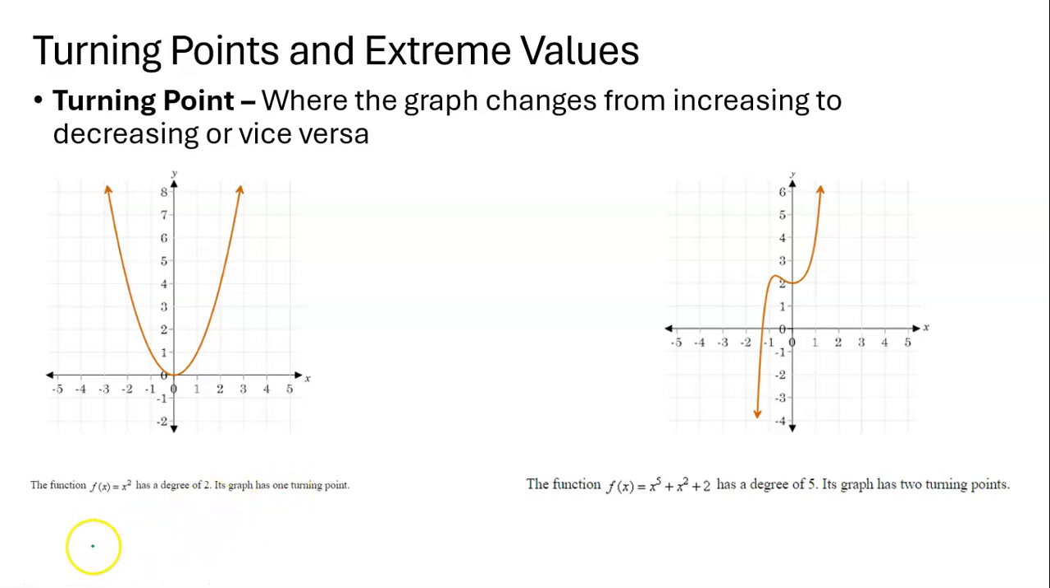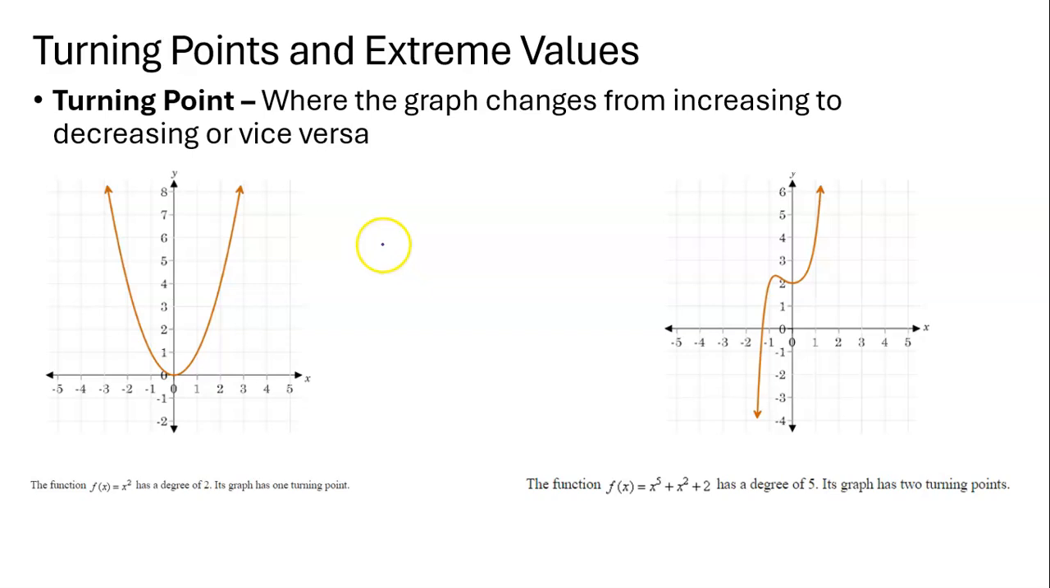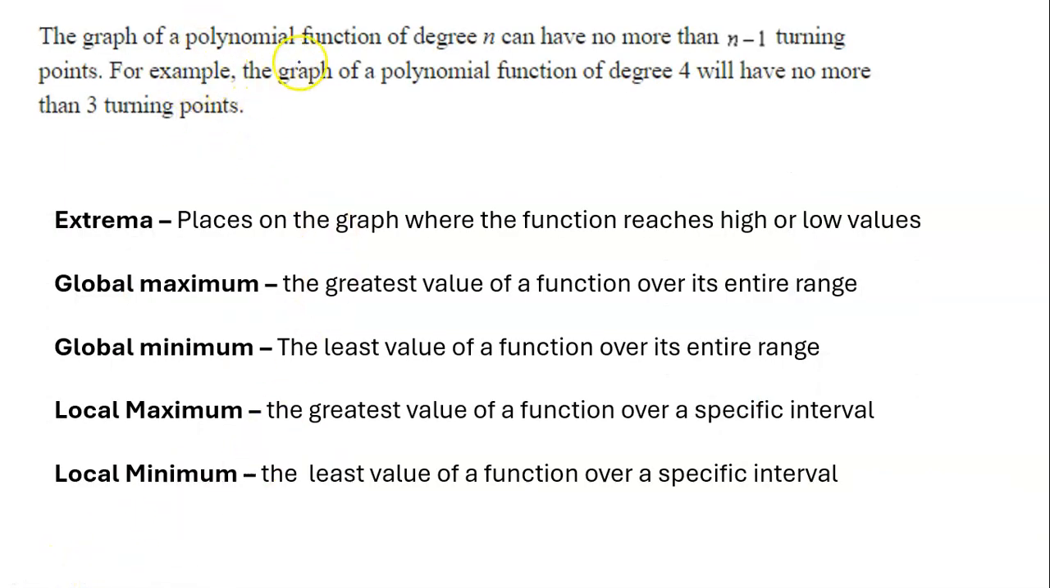Okay. Turning points and extrema. Oh wait, we're not at extrema yet. So turning points is just when it goes from increasing to decreasing. So we have a turning point here, and we've got a couple of them here. What's interesting is, I think it's on the next page, the graph of a polynomial function of degree n can have no more than n minus 1 turning points.